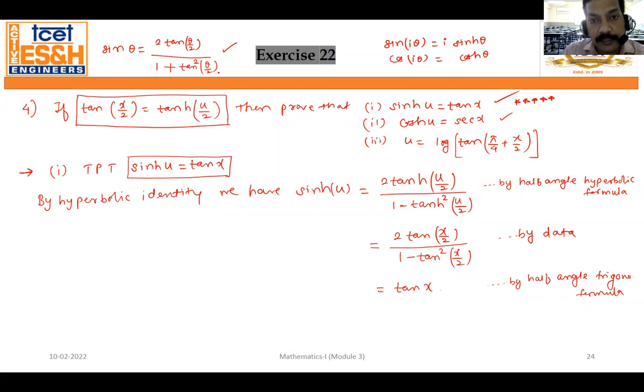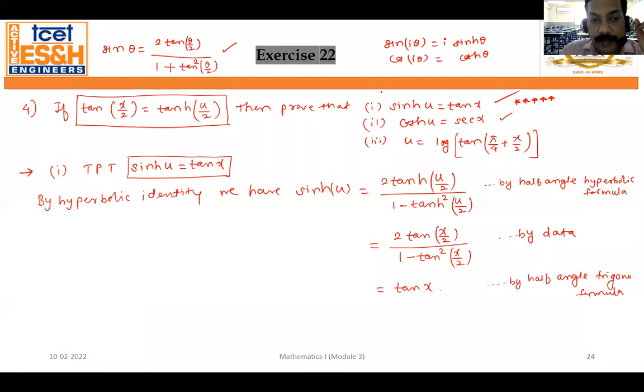That is cos theta. So if we take the ratio of sin theta and cos theta, what will we get? We will get tan theta, which is 2 tan theta by 2 upon 1 minus tan square theta by 2. So this 2 tan x by 2 upon 1 minus tan square x by 2 becomes tan x, again by the half angle trigonometric formula. So thus we have managed to show that sin hyperbolic u is equal to tan x.